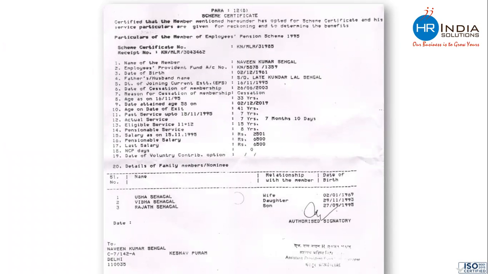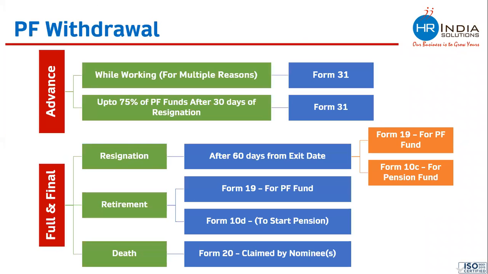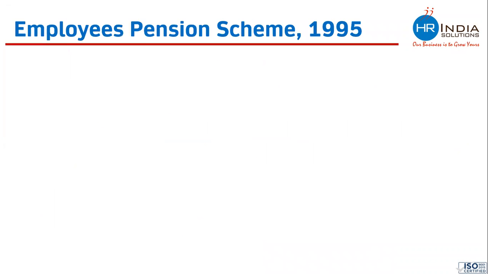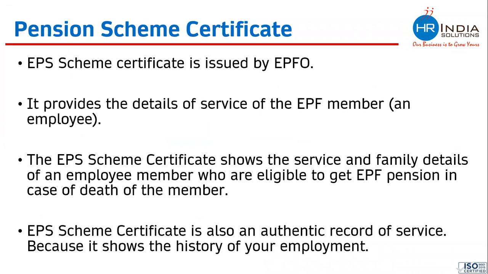So how do they apply for this scheme certificate? The form is common. Even if they want to withdraw the amount, they have to fill form 10C, or if they want to apply for this, they have to fill form 10C. In form 10C, there are two checkboxes: you want to apply for the pension withdrawal, or you want to apply for the pension scheme. If they do not want to withdraw the amount but want a certificate certifying that this much amount is contributed in the pension fund, they can opt for the pension scheme.